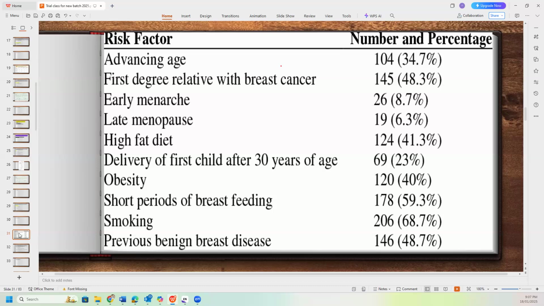So these are the risk factors for breast cancer: advancing age, family history, early menarche, late menopause, high fat diet, late parity, obesity, short periods of breastfeeding, smoking, and previous benign breast disease.